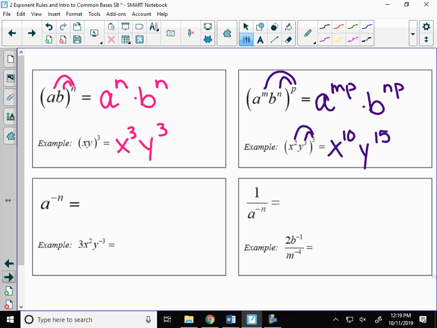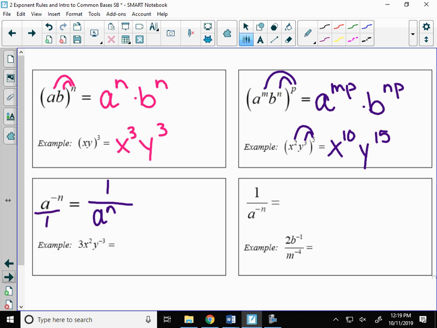All right, now these last two, we're going to use a little bit today as well. What happens when I have a negative exponent? I have to move it, right? So this is really a to the negative n over 1. So when I move it to the denominator, what happens to its exponent? It becomes positive. What replaces it in the numerator? 1.